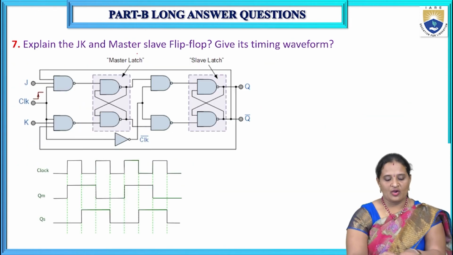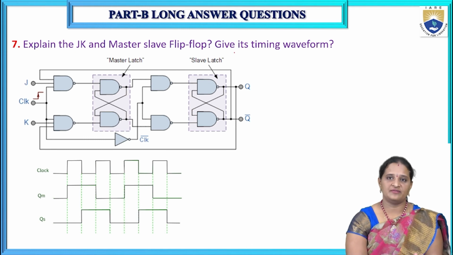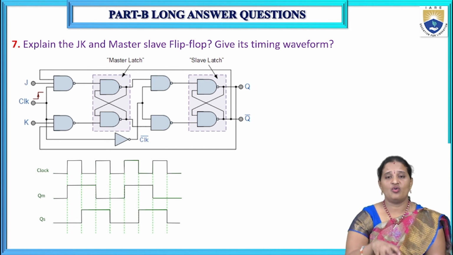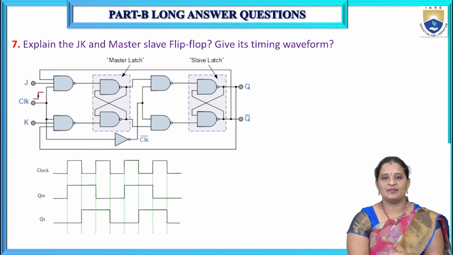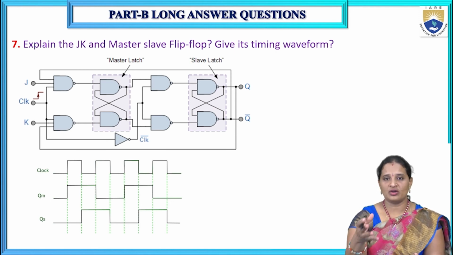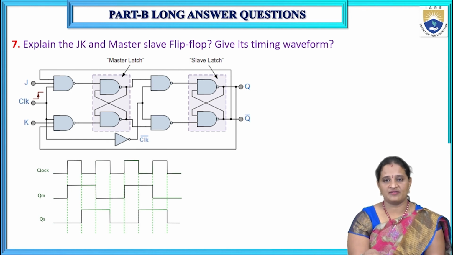Okay. Now explain the JK master slave flip-flop. Give its timing diagram. First define flip-flop and what is a master slave JK flip-flop. Before that, what is the limitation of JK flip-flop? We write it down. Race around condition is the limitation of JK flip-flop. In order to eliminate that race around condition, we are going for the master slave JK flip-flop. So define master slave JK flip-flop.